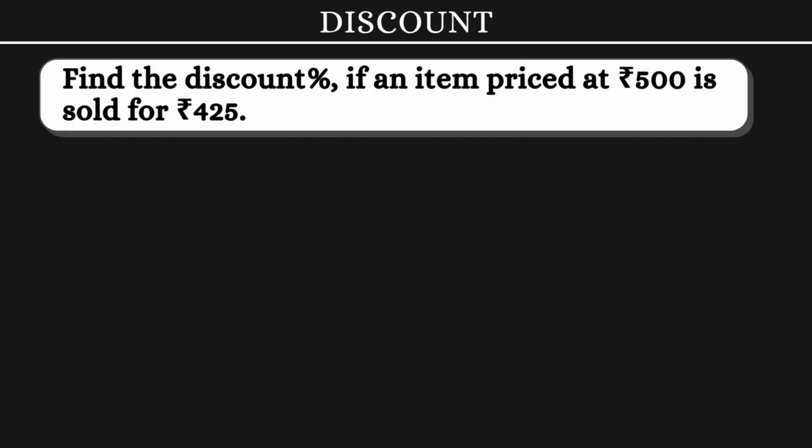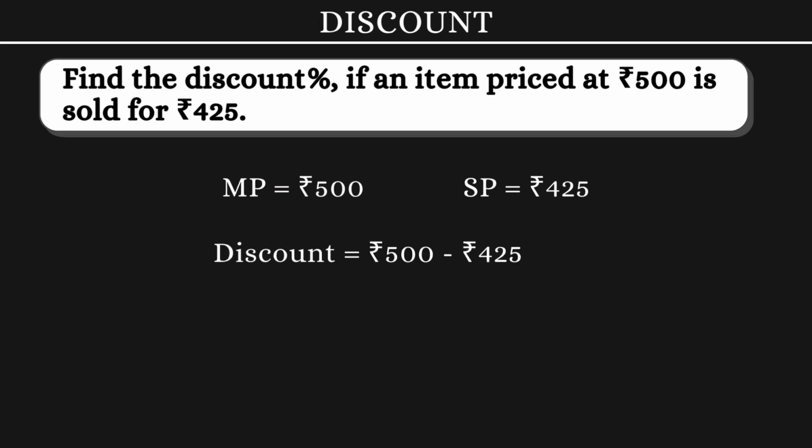Next question. Find the discount percentage if an item priced at rupees 500 is sold for rupees 425. Here, the marked price is rupees 500 and the selling price is rupees 425. So, the discount is marked price minus selling price. 500 minus 425, which is 75 rupees.